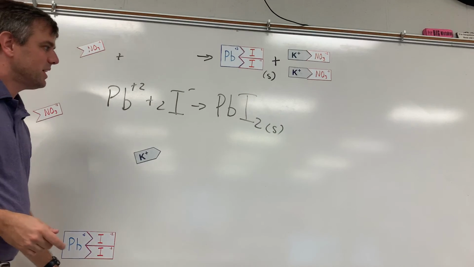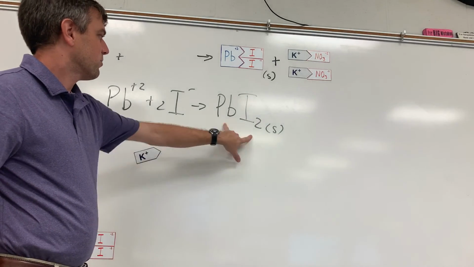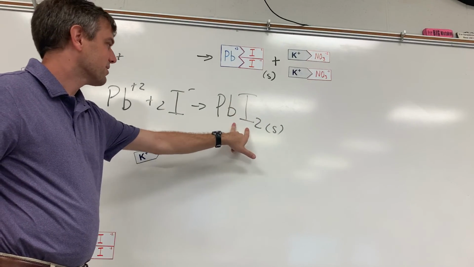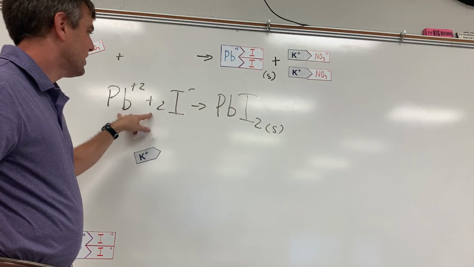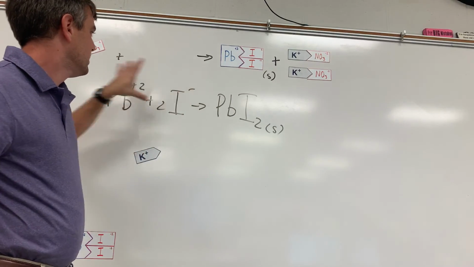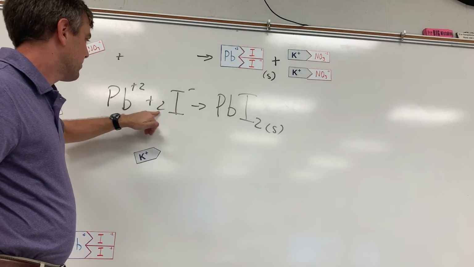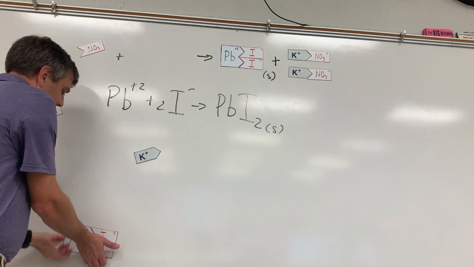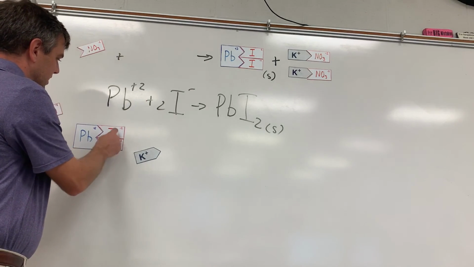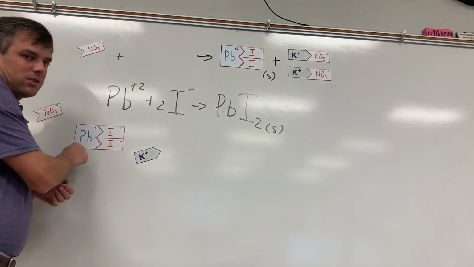So just keep in mind, in a net ionic equation, the precipitate is always your product, and over on the reactant side, it's broken apart into its constituent ions. And we have to have the two there to balance it for charge, because it takes two iodines to go with our lead.